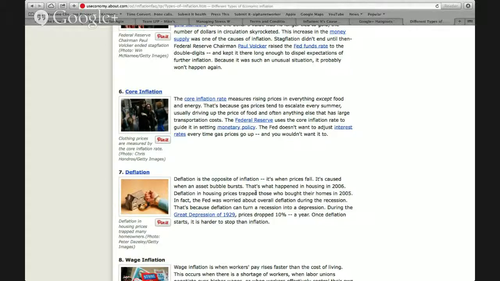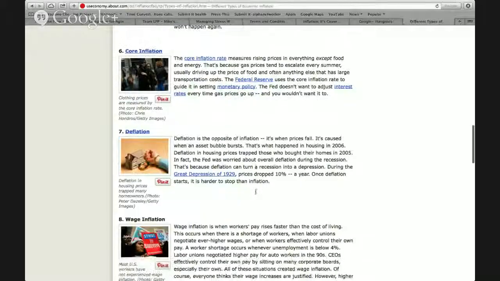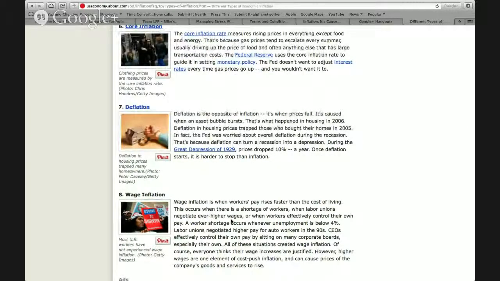Okay, so here 7 is deflation. It's the opposite of inflation. It's when prices fall, and this happens when we have bubble bursts. 2006, 2008, the housing bubbles and all the things that happened. It happened during the Great Depression of 1929 when prices dropped 10% a year. Now, look at this. Deflation causes a greater hardship even than inflation, apparently, because a lot of people were really jobless. A good percentage of the population was really jobless.